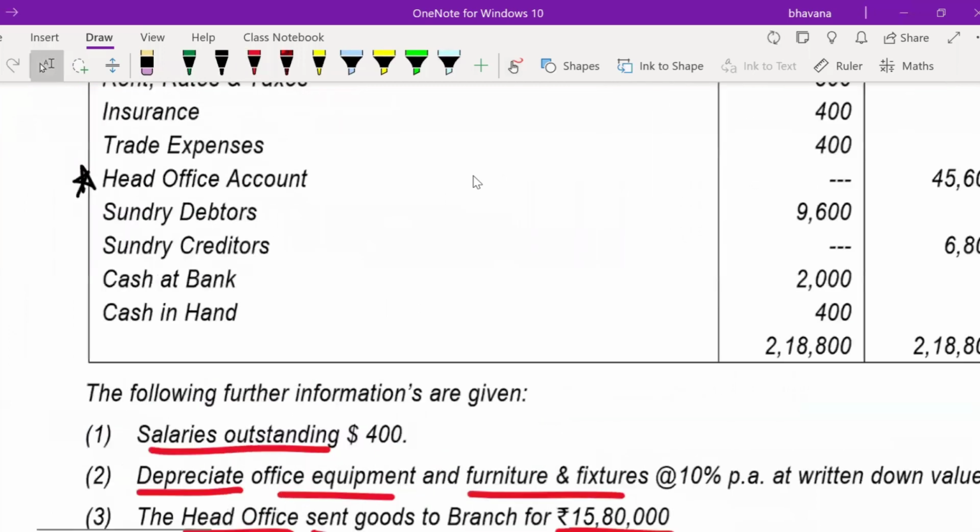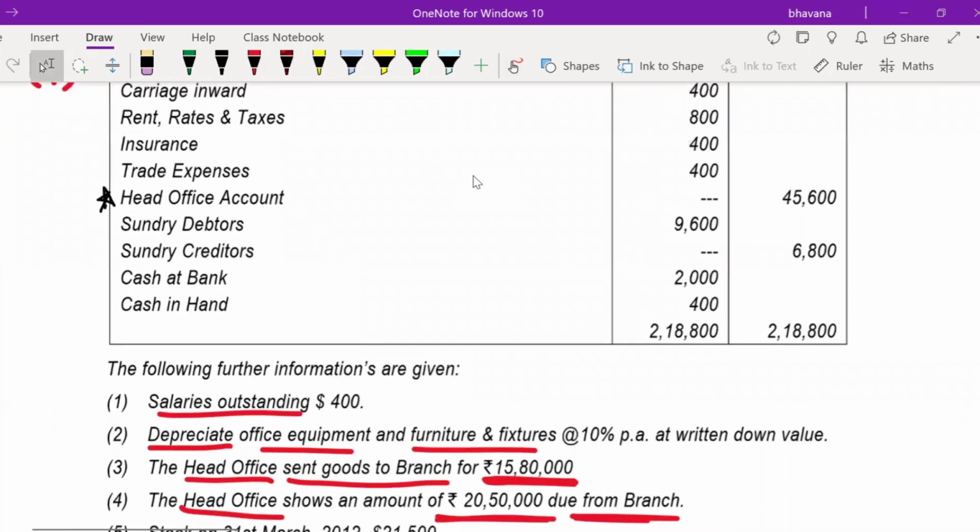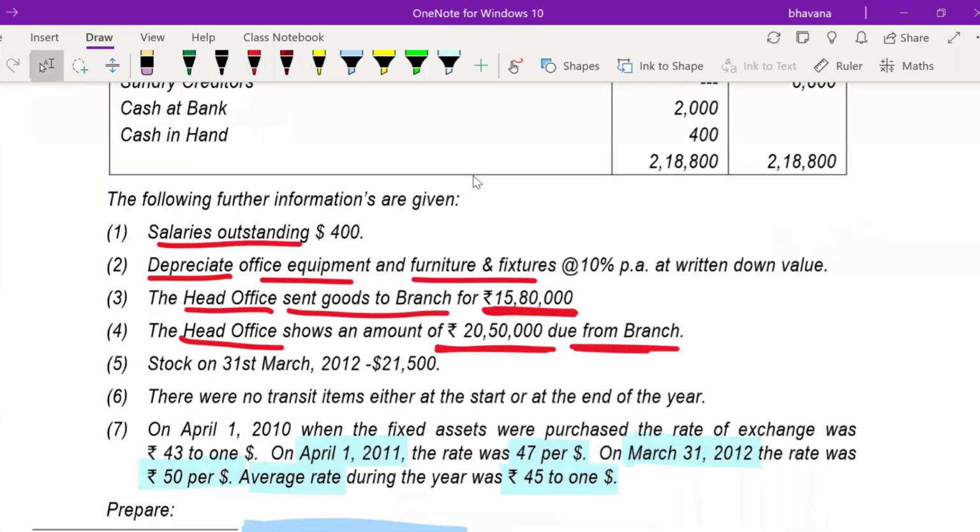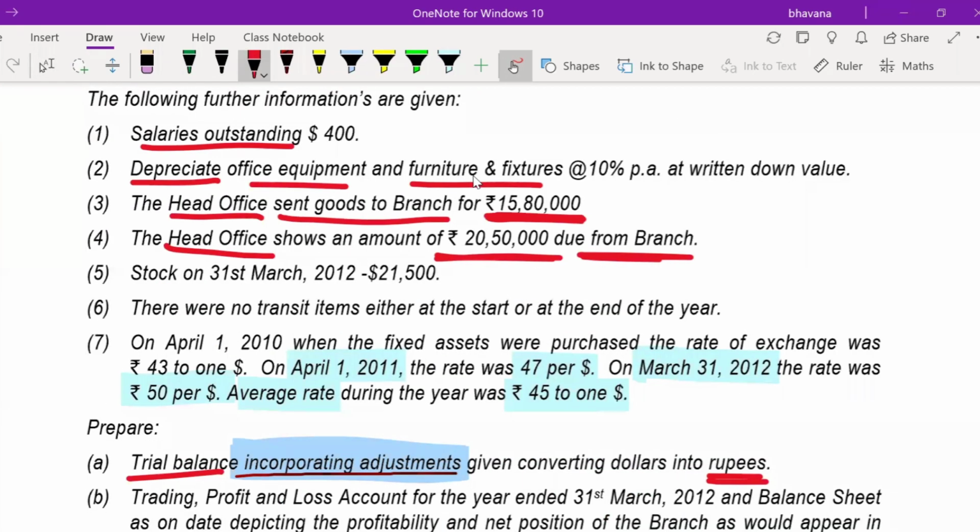In the branch account, what amount does it have to give to the head office? Head office account: $45,600 it has to give to the head office. So this conversion of $45,600 is nothing but 20,50,000 rupees. I hope you understood.